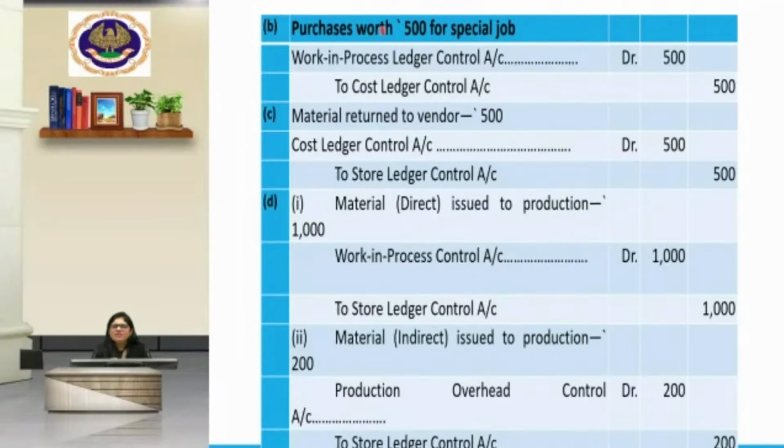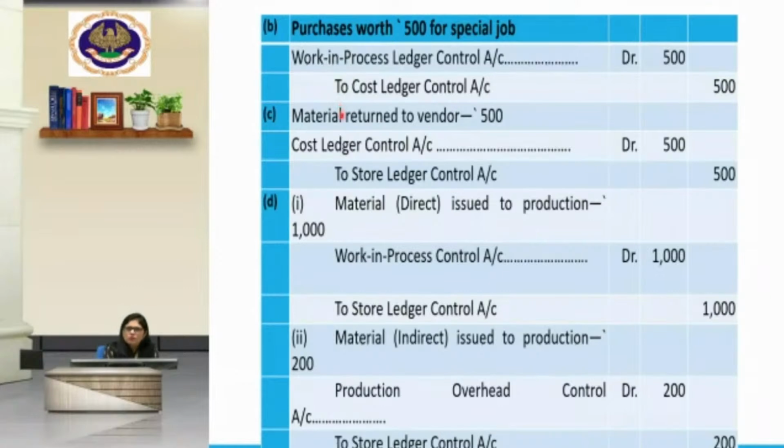We are not purchasing to keep it in stock. If we are purchasing it as an inventory, listen very carefully, we'll be transferring to stores ledger control account to cost ledger control account. But if we are purchasing directly for a product or a job, it will directly go to WIP. It is not a purchase for inventory. It's a direct purchase for a particular job. So it will directly be going to the production account, which is WIP account.